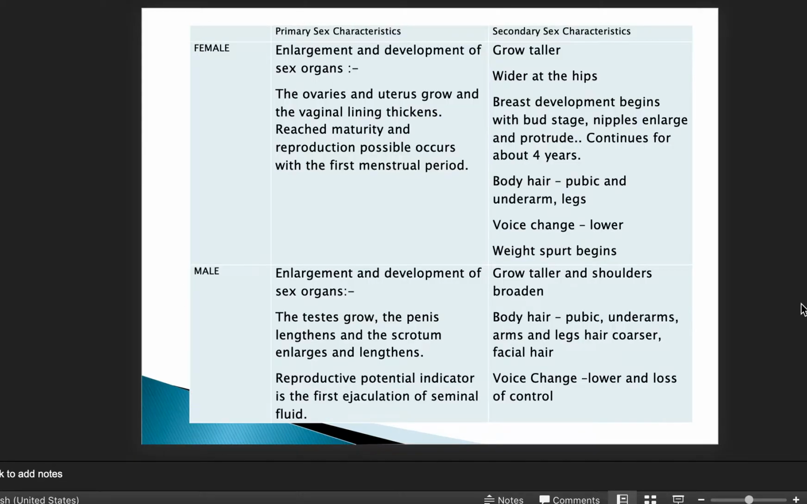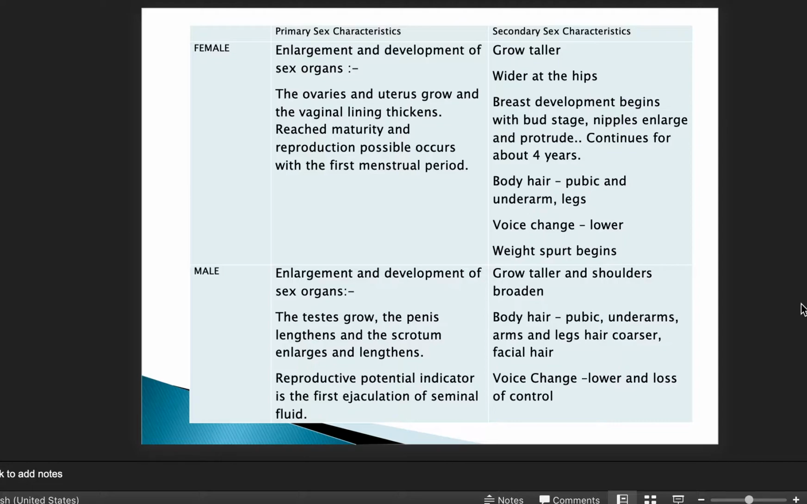A reminder to you, and you should have done this through Year 7 and Year 8 health, but the sex organs will enlarge. For females, the ovaries and uterus allow for menstruation to occur. There's the taller aspect in growth, also wider at the hips, preparing for potential childbirth, and breast development, which can continue. Body hair grows in the pubic, underarm and leg regions. There is a slight voice change in females, not as much as in males, but different weight spurts begin because of the hormones that are being released.